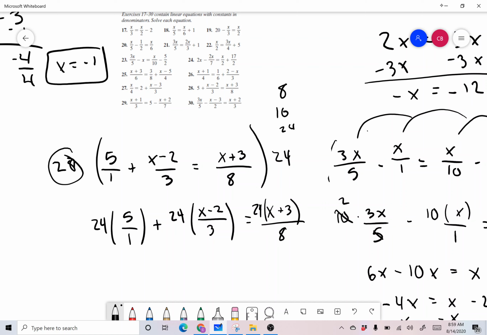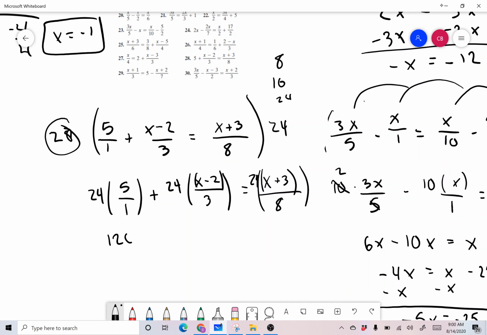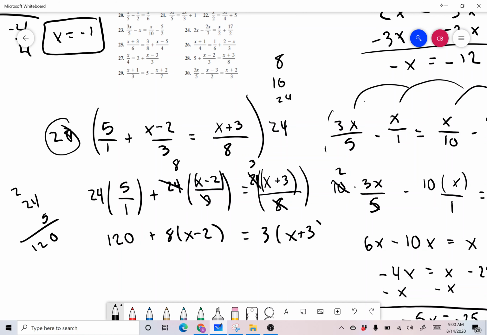Okay, so we've got all this. Now, let's simplify. 24 divided by 1 is 24. 24 times 5 is 120, maybe? Let's check. I don't know why I drew the line there. Okay. 24 divided by 3 is 8. So plus 8 times x minus 2. 24 divided by 8 is 3. 3 times x plus 3.